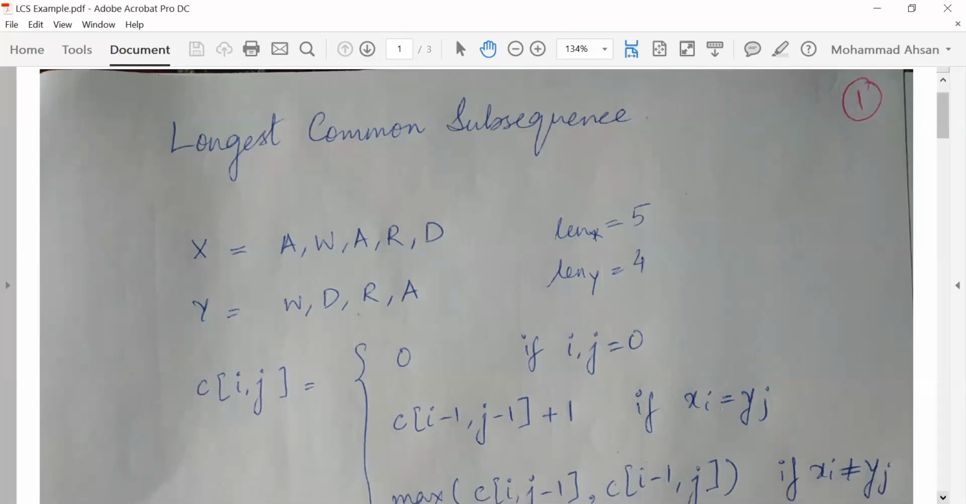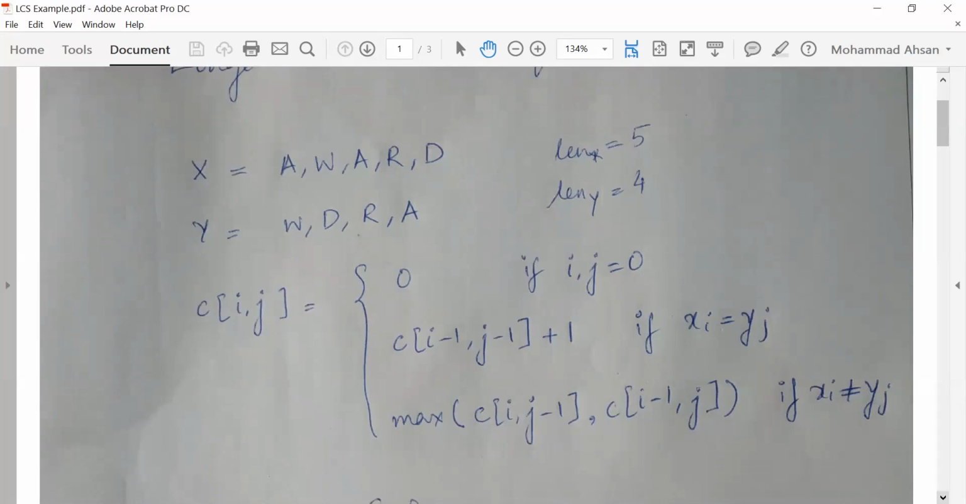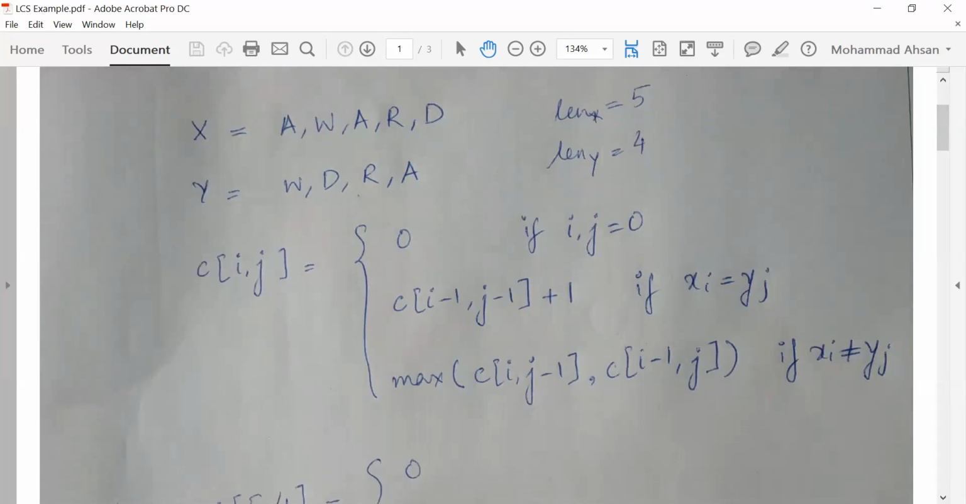So again, writing the formula here. If your last element matches, then we use this formula. If it doesn't match, then we will use this formula.